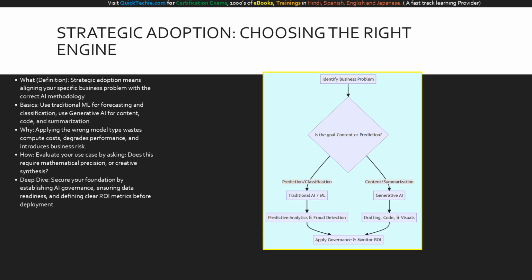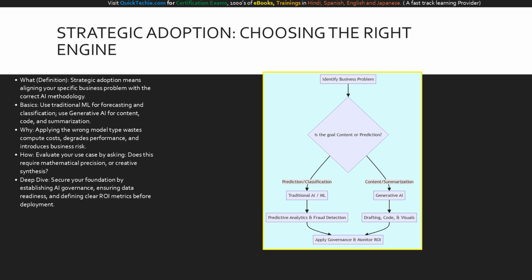We conclude on Slide 8 with strategic adoption. What does this mean? It means strictly aligning your specific business problem with the correct AI engine. The basics are clear. If you need to forecast sales, detect fraud, or classify data, you must build or buy traditional machine learning models. If you need to draft reports, summarize documents, or write code, you deploy generative AI.